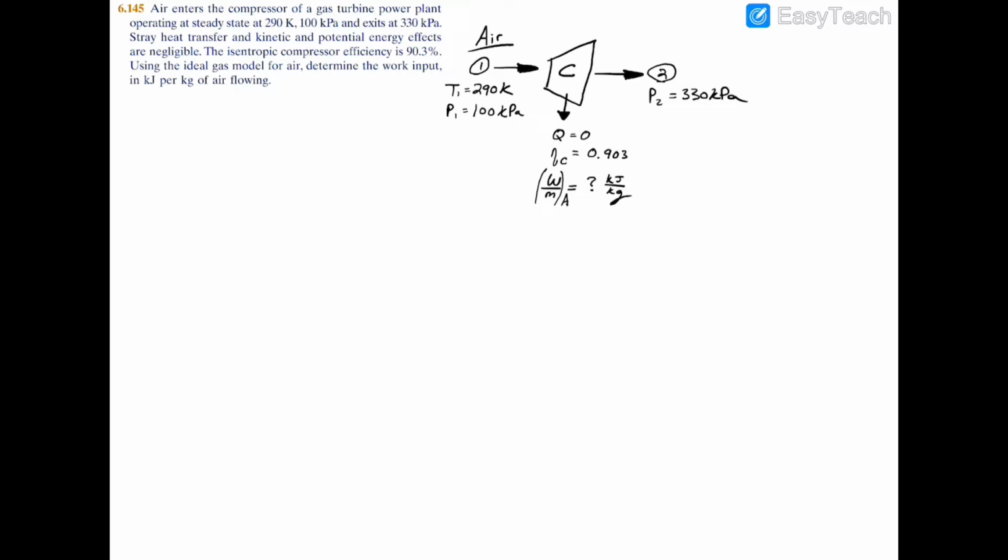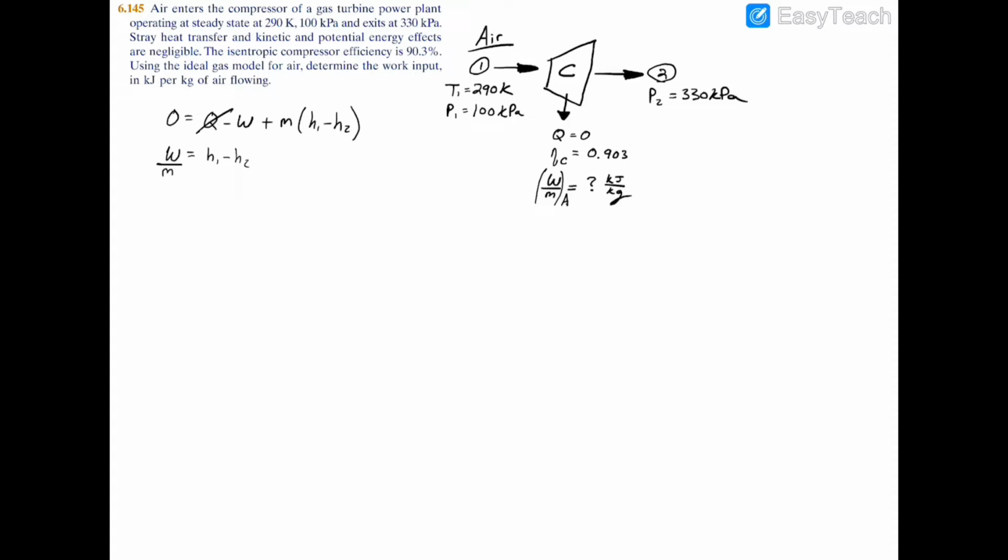To find the actual work of a compressor, if you just use the first law of thermodynamics, you'll have that 0 equals the heat transfer minus the power or work, plus the mass flow rate times the inlet enthalpy minus the exit enthalpy. We have no heat transfer, so we can move the work over to the other side, and the work equals the mass flow rate times the change in enthalpy. We divide by m because we're looking for the work on a per unit mass basis. So W over m equals H1 minus H2.